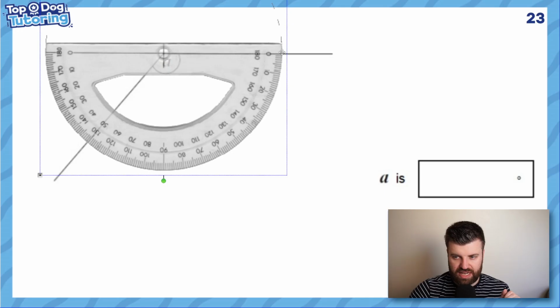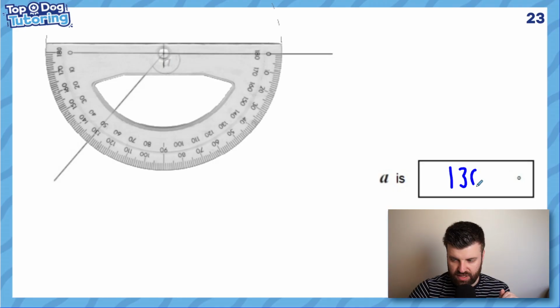Because now we start from 0 and we measure the turn. 10, 20, 30, 40, 50, 60, 70, 80, 90, 100, 110, 120, 130. So the answer to this question is 130 degrees. Now, lots of people say to me, how do I not know it's 50?